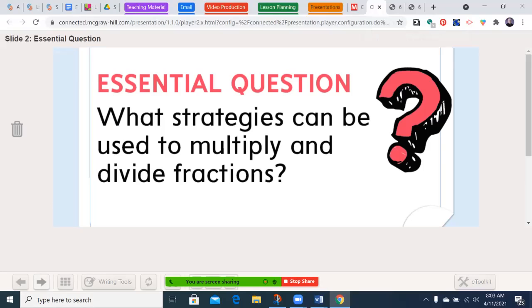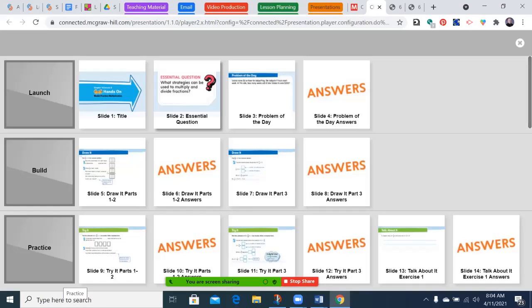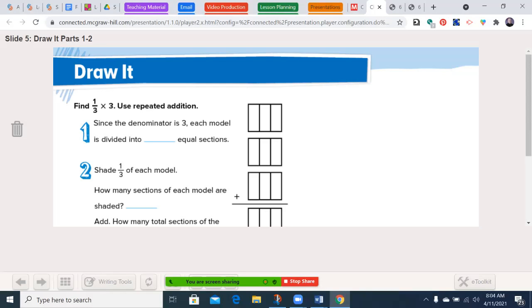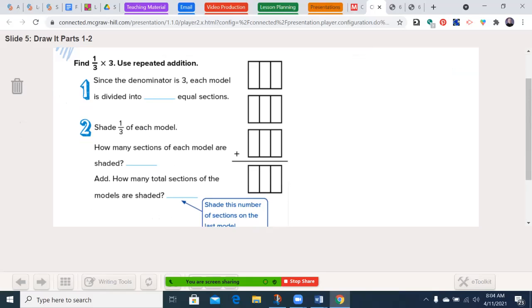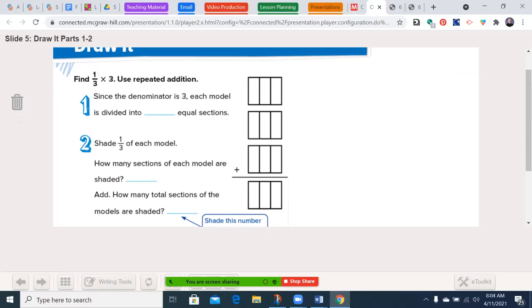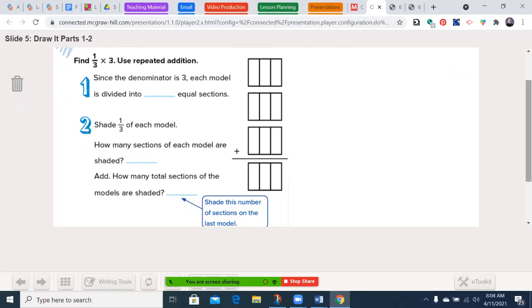The essential question in Chapter 10 is: what strategies can be used to multiply and divide fractions? And today we're using a model strategy. We're going to start right in the book. You should have your page 719. It's lesson 3. If you don't, you should pause the video and go get it. You will need it. Remember, the point of all of this is to create an artifact as we teach, so that all you have to do is look back on it when you're doing the assignment.